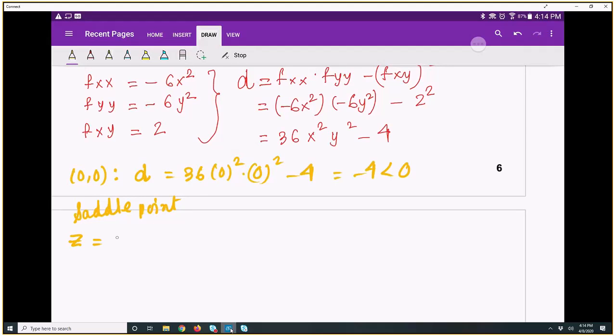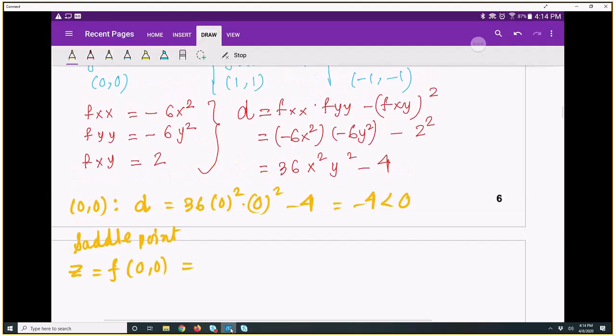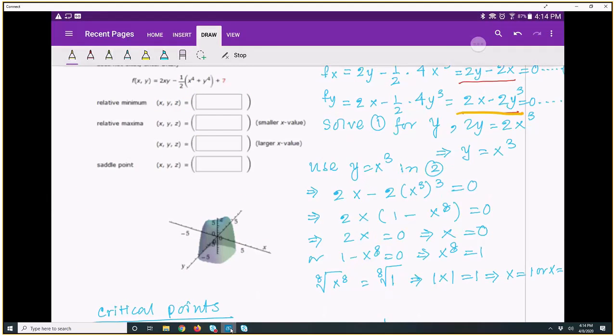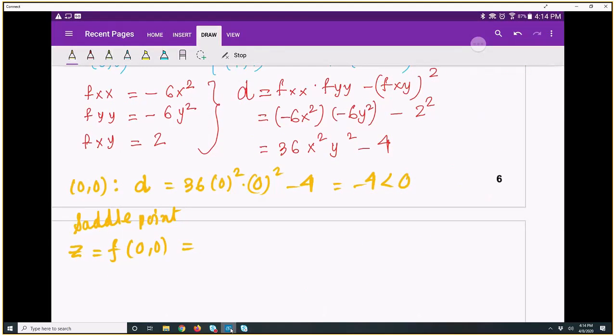Remember, Z is f of 0, 0. So in place of x you put 0, and in place of y you put 0 in the original function. The original function was 2xy minus 1/2 x to the power 4 plus y to the power 4, plus 7. So I get 2 times 0 minus 1/2 times 0 to the power 4 plus 0 to the power 4, and then plus 7. So what do I get? I get 7. So I say 0, 0, 7, this triplet is a saddle point.